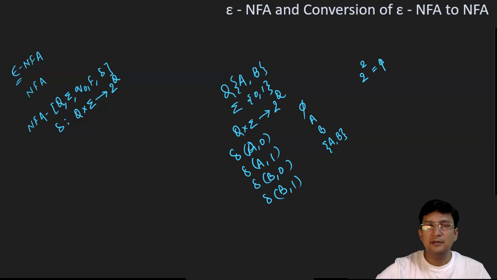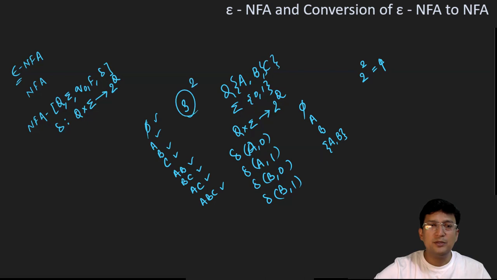Similarly, if I have three states, not only A and B, but let's say we have A, B and C also. In that case, the possibilities would be that I can map to phi, or A, B, C, or AB, BC, AC, or ABC. So there are eight different possibilities of states wherein I can move to by taking any symbol as an input. With three states, it means 2^3, there will be eight possibilities. So this was the NFA, and we already have discussed this in depth in the previous lectures.